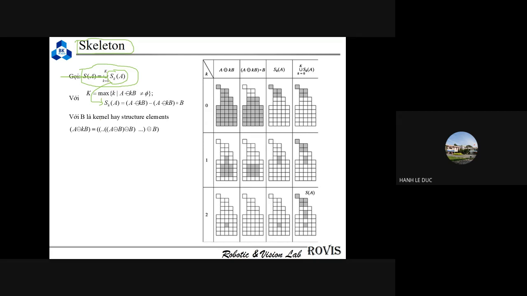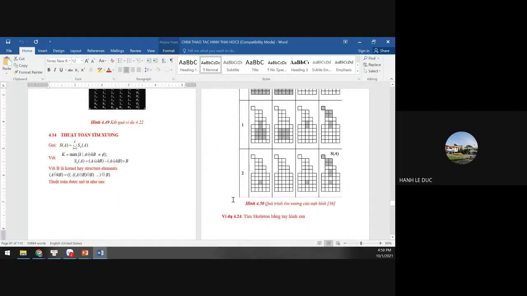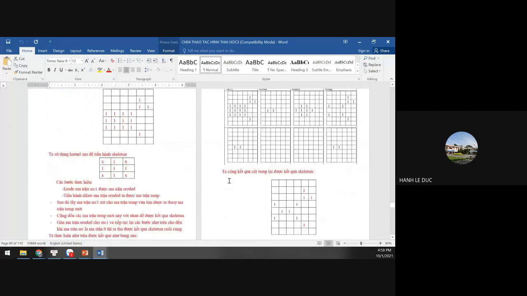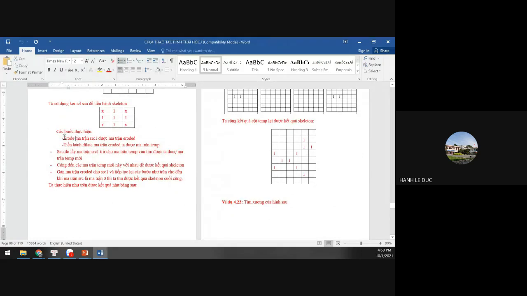So what did they do? Okay, so let's see. The skeleton is the step here. First, you erode A with the kernel, and this is the kernel. And then you have the result of step 1, and then you dilate with the kernel again, and then you use the original minus this one, and you have the new image.